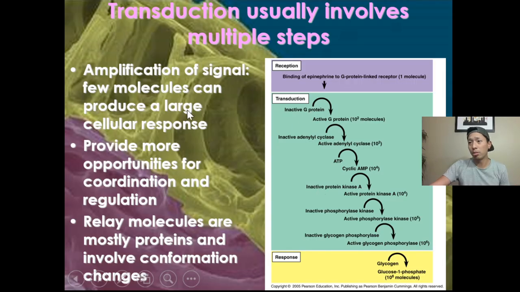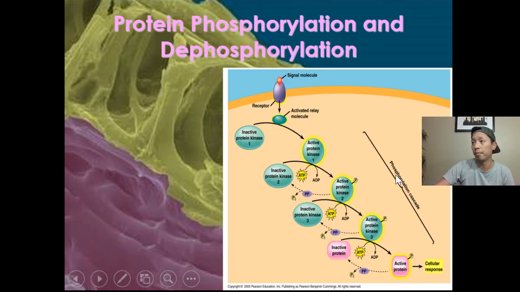Okay, so the signal can be amplified, and that produces a very, very large cellular response. And then also, kind of separate from the amplification, when you have all these steps that are involved, that provides more opportunities for coordination and regulation. So if you start this cascade of messaging, but then we decide we don't want that anymore, every single one of these steps represents a place where the cell can step in and say, okay, no more, or it can step in and say, actually do it even more. So that's why transduction has so many different steps to it.